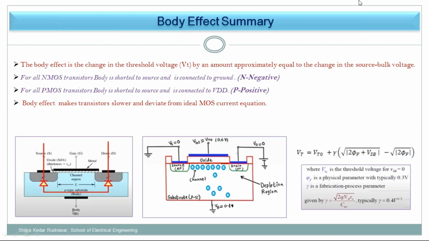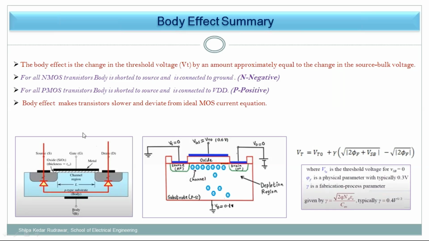So this is the summary. What is body effect? That is change in the threshold voltage by an amount approximately equal to substrate source to bulk voltage. For N channel, just see this, N negative. What is the meaning of N negative? For N channel, body should be connected to negative voltage. It should be shorted to source, but it should be connected to negative voltage. For the PMOS, body should be shorted to source, but it should be connected to positive voltage. So just remember in this way, N channel negative, P channel positive. What is negative? That voltage you need to apply to body terminal.